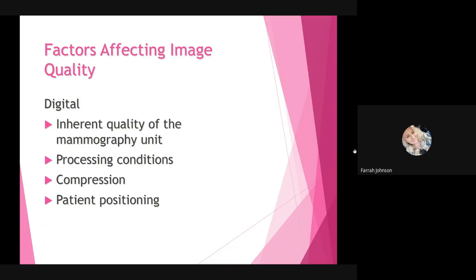Compression can affect image quality. Of course, if we do not compress enough of the breast tissue, that breast tissue will continue to overlap, which can actually show up as some type of potential suspicious lesion, which is why adequate compression is so important. And then lastly, patient positioning. If we do not position our patients correctly, if we do not visualize enough breast tissue, they will ultimately have to come back and get repeat images.